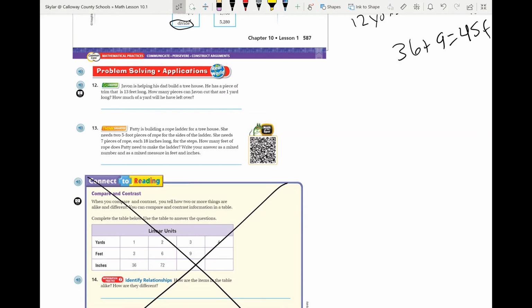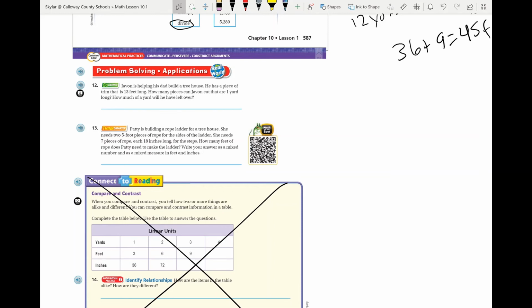I'll set you up for 12 and 13 and I'll let you solve it on your own. So Javon is helping his dad build a tree house. He has a piece of trim that is 13 feet long. How many pieces can Javon cut that are 1 yard long? And how much of a yard will he have left over?